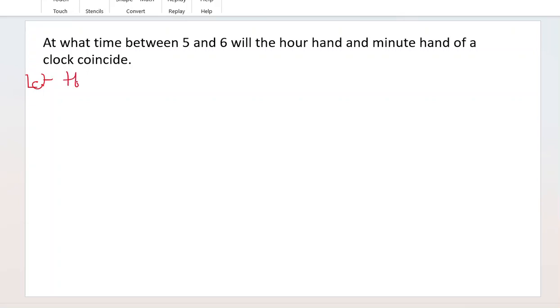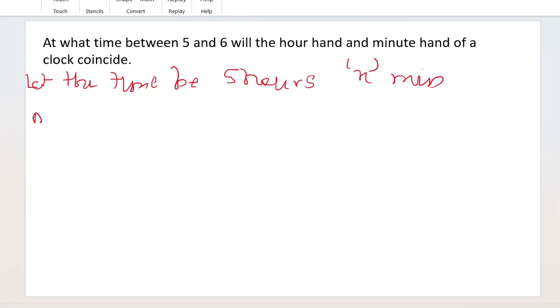I say let the time be 5 hours x minutes. I know it's a time between 5 and 6. Therefore, it will always be 5 hours x minutes. So now again, for the hour hand, I find the angle.